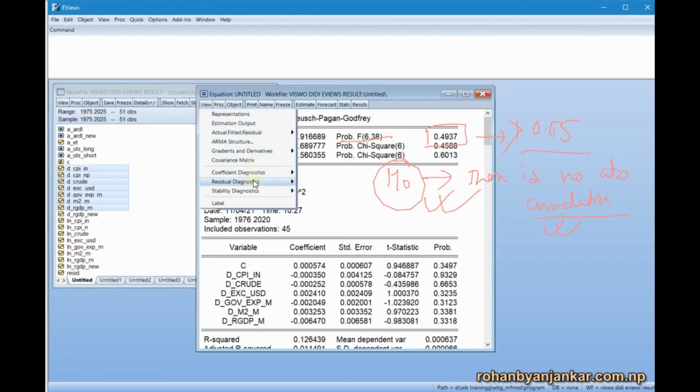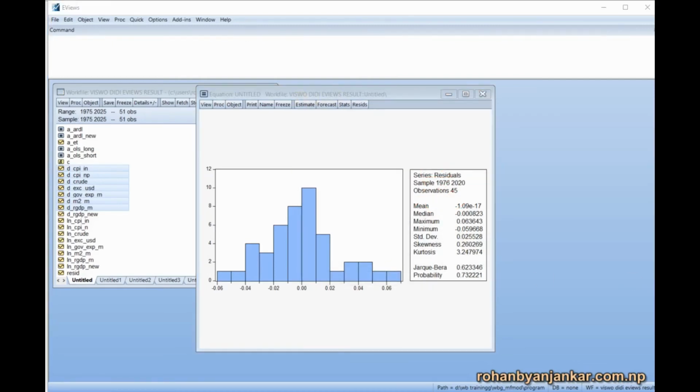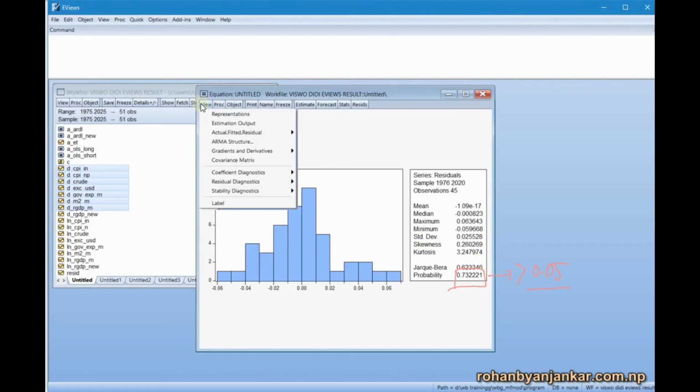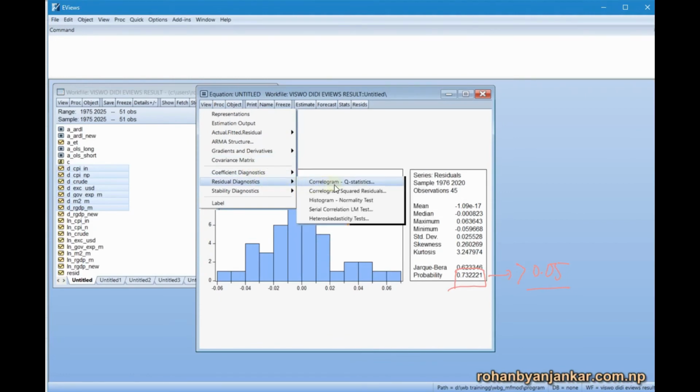And the third is we will go to the normality test, histogram test, click on OK, and in this case we will check the value of probability, and the probability value must be greater than 0.05. If it's greater than 0.05, then we can conclude that our error term is normally distributed, and it confirms the normality principle. So now we will check the correlogram of Q-stats.